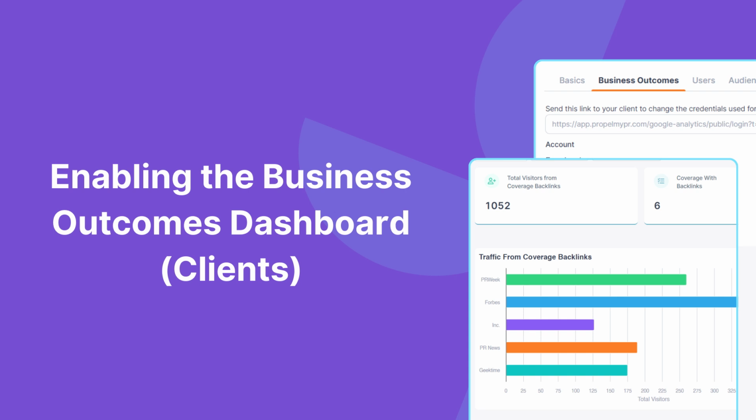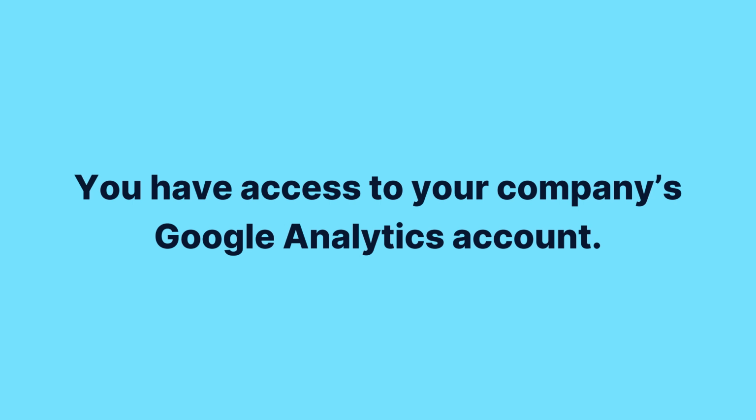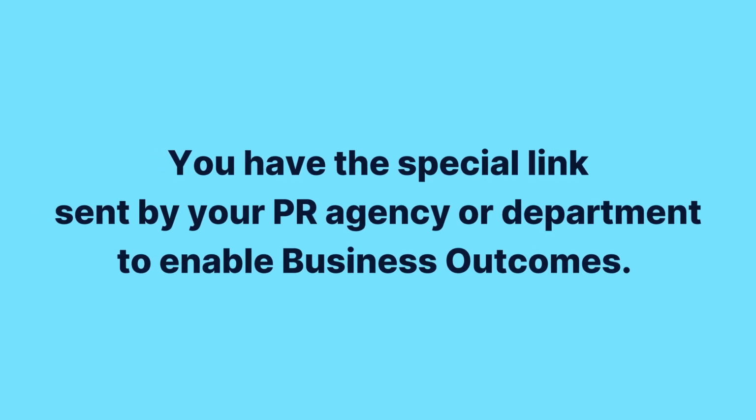This is Martin, and in this video, I'm going to show you how to enable the PR Business Outcomes dashboard. This dashboard uses Google Analytics to track the direct business outcomes of your agency's PR efforts. Before we get started, there are two things to make sure of. First, you'll need access to your company's Google Analytics account. Second, ensure you have the special link sent by your PR agency or department to enable business outcomes.